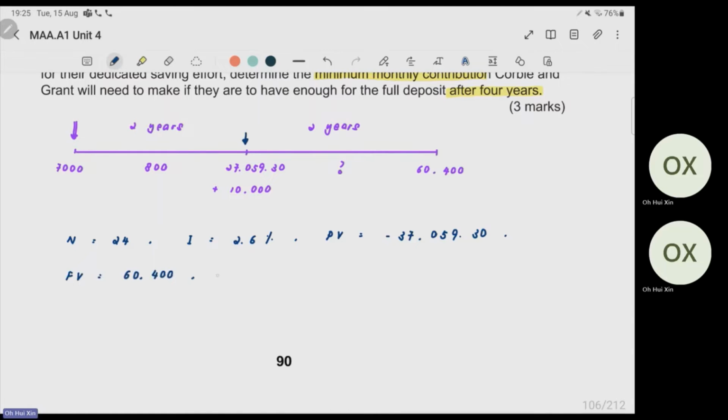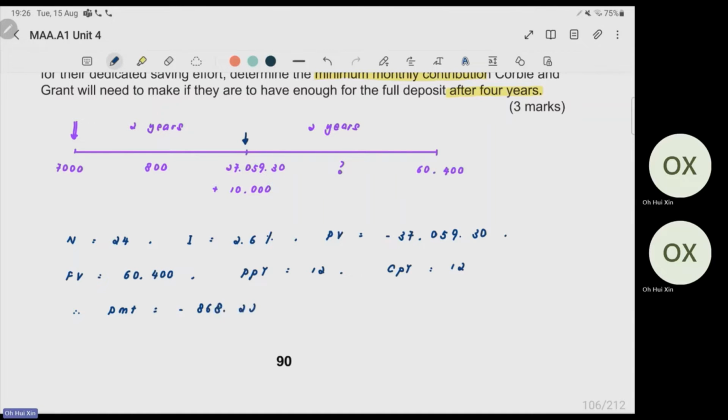Then continue with your PPY, which is 12, and CPY, which is 12, which doesn't change. Key in all this in your calculator, then you should be able to get your answer as your PMT. You should get it in negative value because that's the value that you are going to pay to the bank for saving.